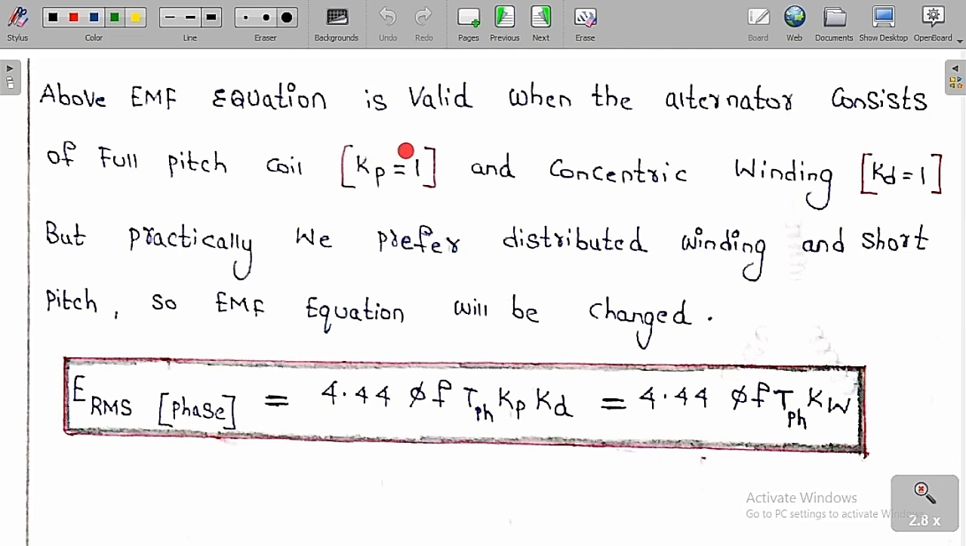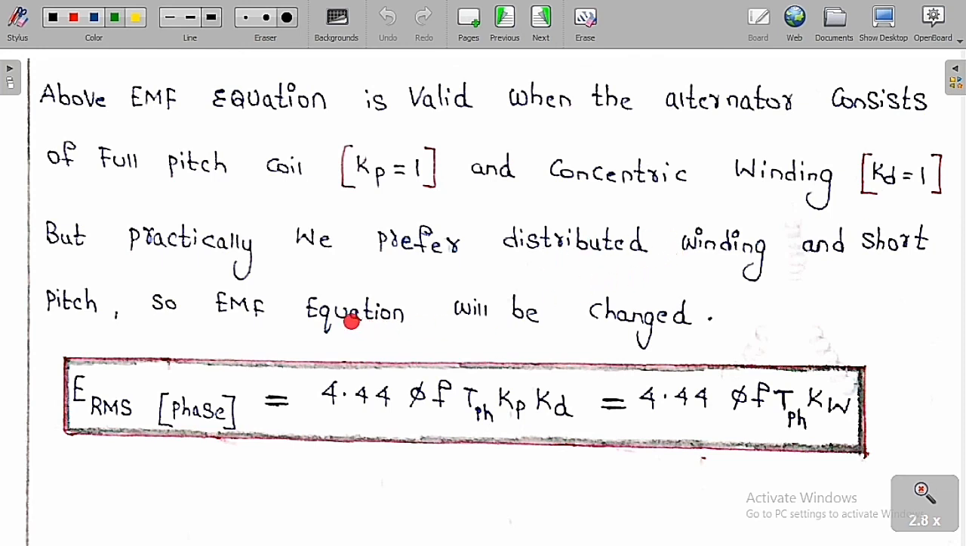The equation is valid only if the alternator consists of a full pitch coil and concentrated winding. For a full pitch coil, Kp is equal to 1, and for concentrated winding, Kd is equal to 1. The general formula for the pitch factor is cos of alpha by 2, and for the distribution factor, Kd is sine of m beta by 2 divided by m into sine beta by 2. All these things I already told you. But practically we prefer to use the distributed winding and the short pitch.